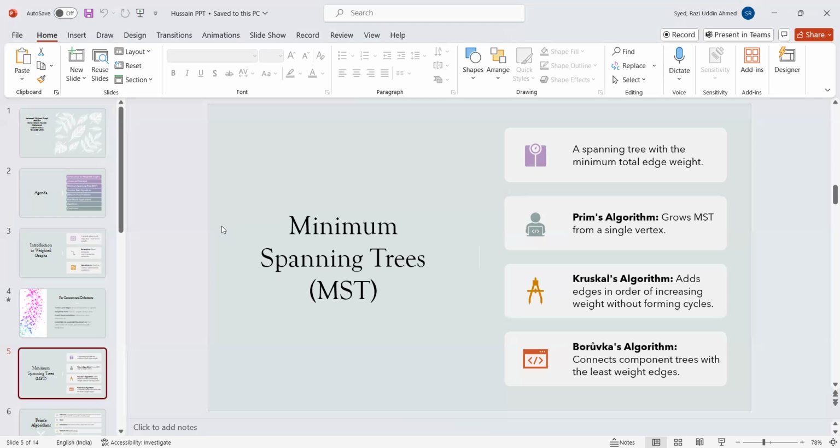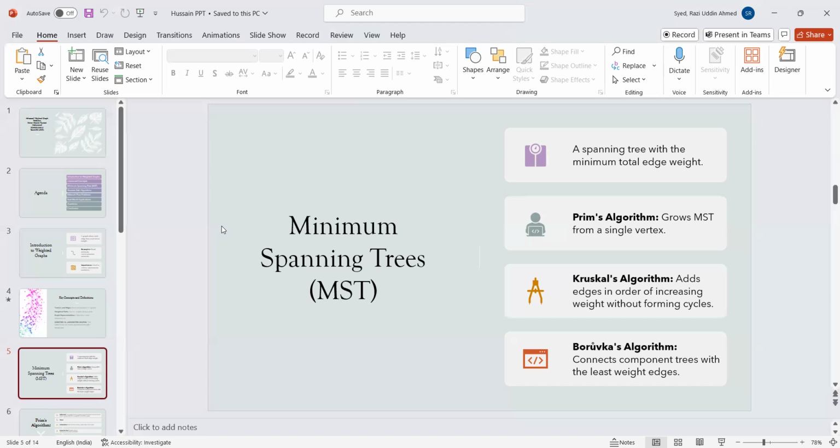Initialization is to start from a vertex and mark it as visited. Then grow the tree: select the smallest edge connecting a visited vertex to an unvisited vertex. Termination: continue adding edges until all vertices are included in the MST. Properties: best for dense graphs with many edges. And an example is imagine you are building a road network that connects all cities with the least cost. That is Prim's algorithm, and next is Kruskal's algorithm.